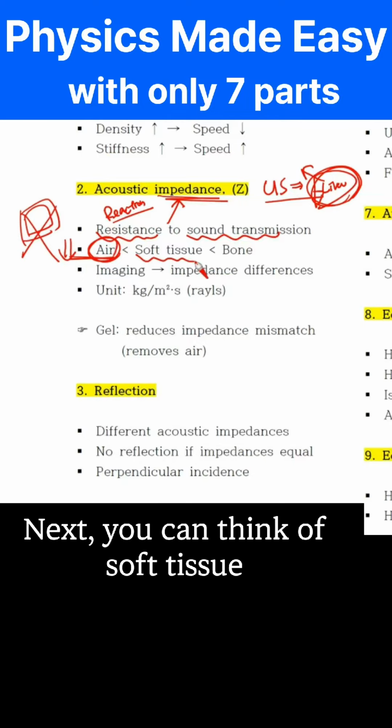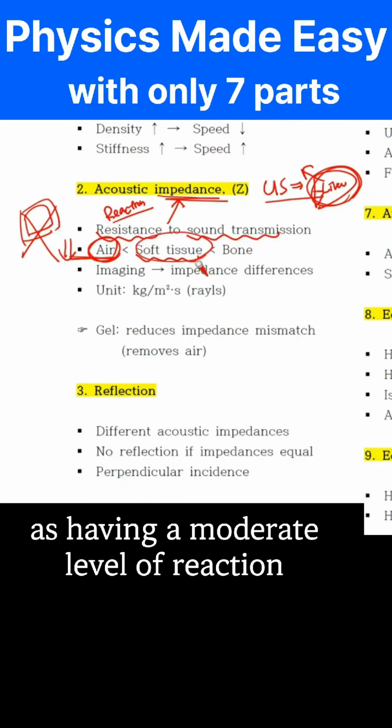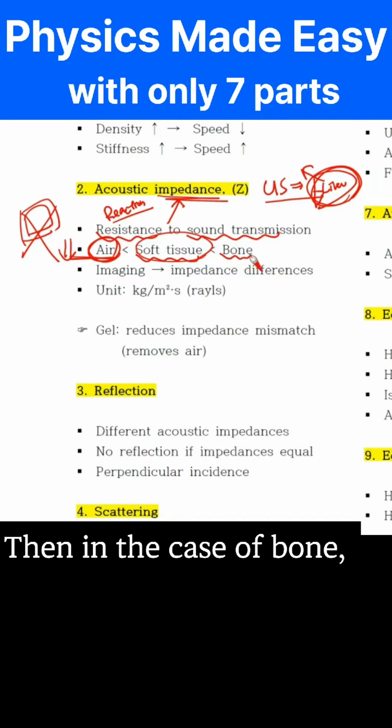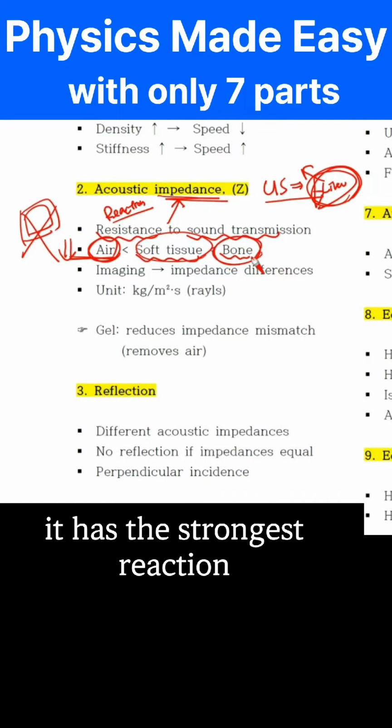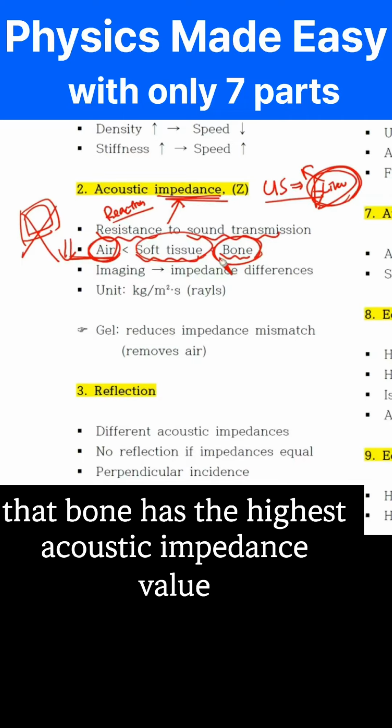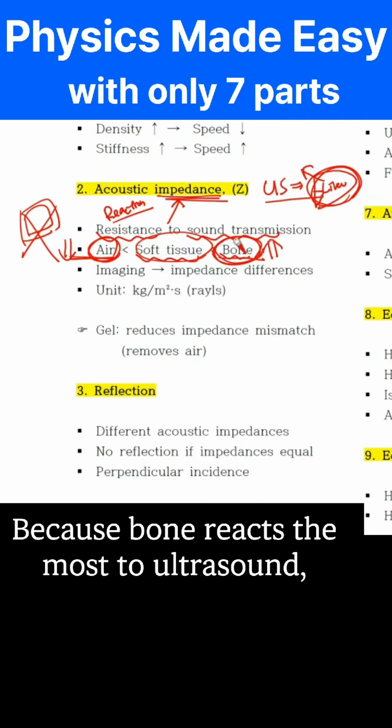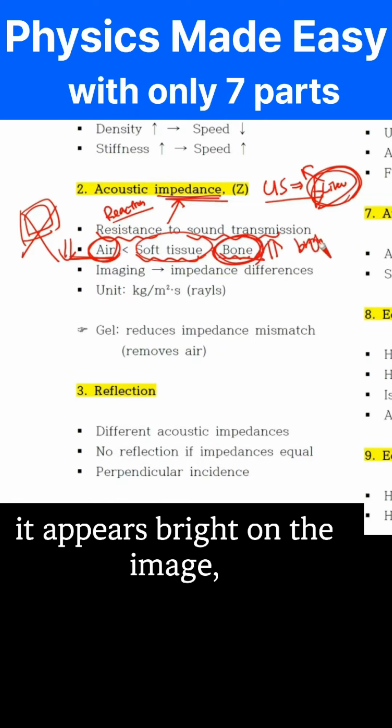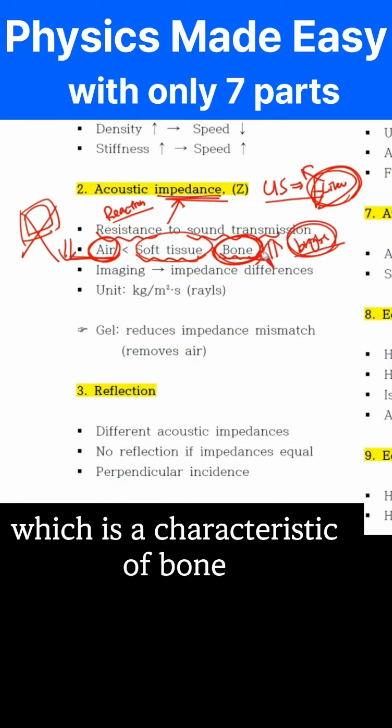Next, you can think of soft tissue as having a moderate level of reaction. Then, in the case of bone, it has the strongest reaction. In other words, you can say that bone has the highest acoustic impedance value. Because bone reacts the most to ultrasound, it appears bright on the image, which is a characteristic of bone.